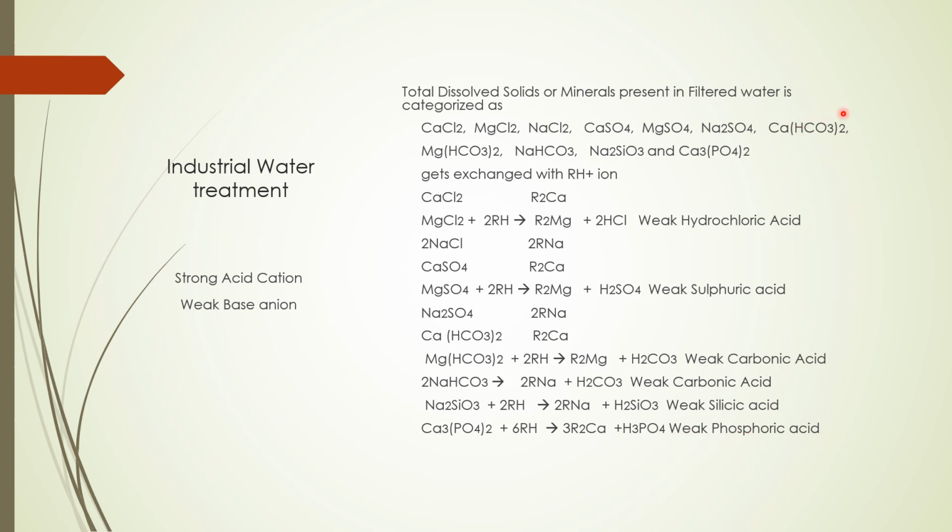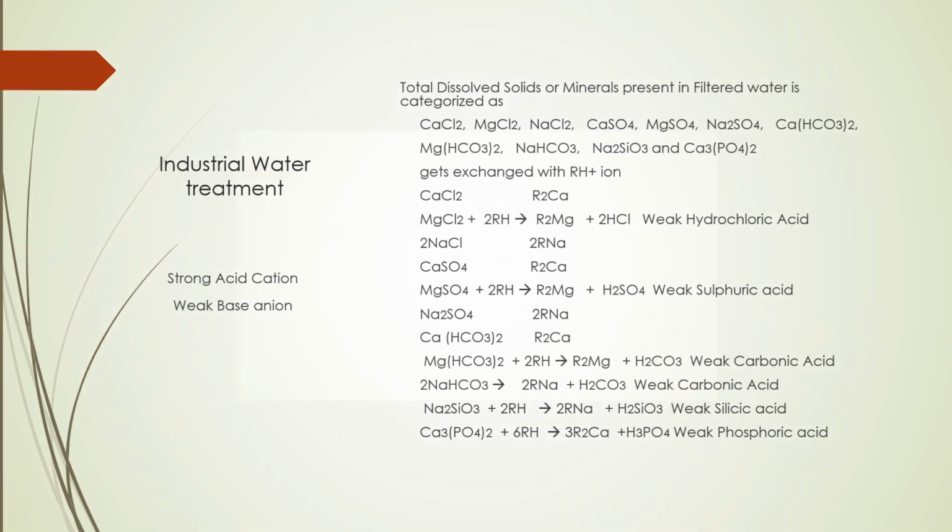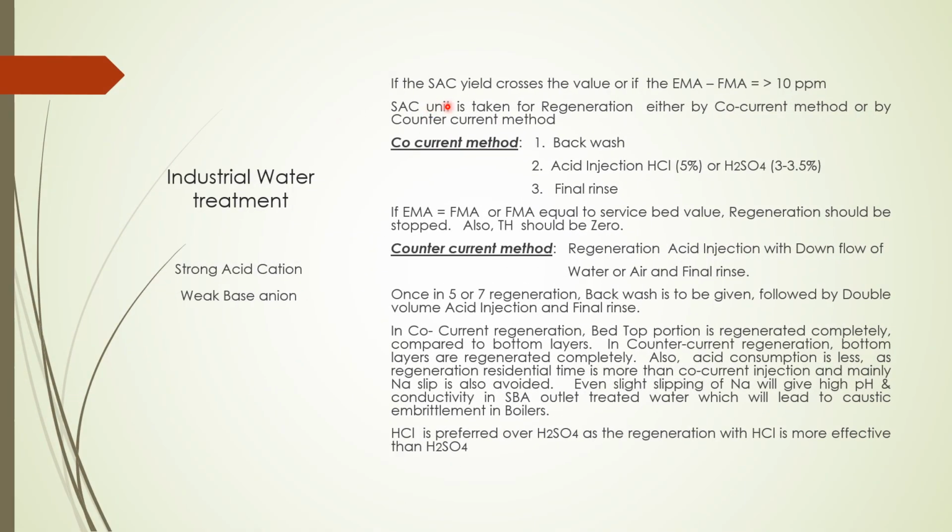formed. This is the service reaction, and the cationic water will contain weak hydrochloric acid, weak sulfuric acid, weak carbonic acid, weak silicic acid and weak phosphoric acid. When the SAC outlet crosses the value where the equivalent mineral acidity EMA and free mineral acidity FMA difference is greater than 10 ppm, the SAC unit is considered exhausted and it will be taken for regeneration.